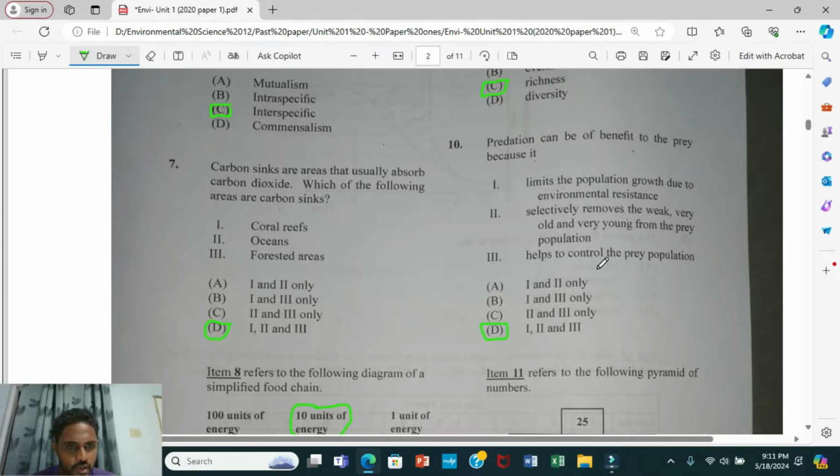Of course, it helps to control the prey population. What that means is, if the prey increase in number, the predators will normally find the prey once they reproduce a lot and have a lot of offspring. The predators will find them, killing a number of them, and that would reduce the population. So of course that would be controlling their population, right? And 1 here is similar to 3, limits the population growth due to environmental resistance. So 1 and 3 are actually the same thing. So the answer is D.